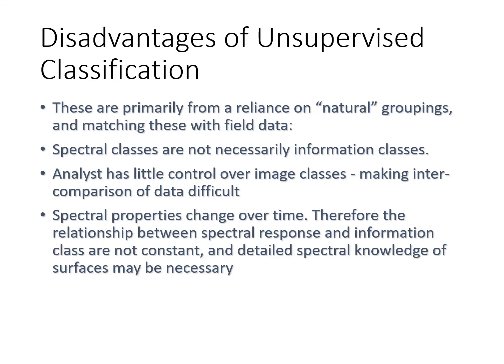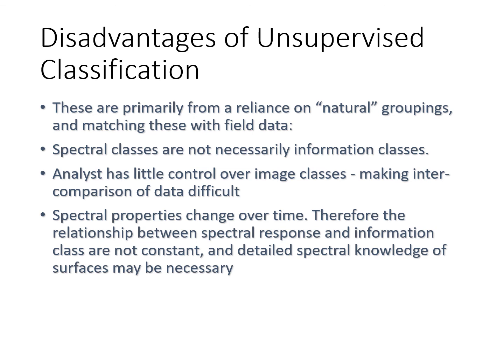The disadvantages of unsupervised classification are that it relies on natural groupings or clusters, and matching them with what's actually going on in the real world is not necessarily the easiest thing to do. So spectral classes are not necessarily information classes, okay? You have very little control over the image classes, okay?